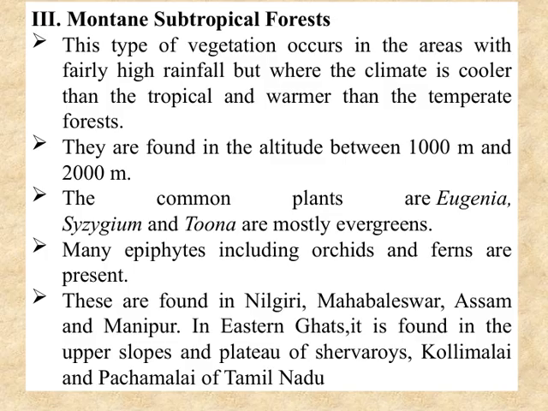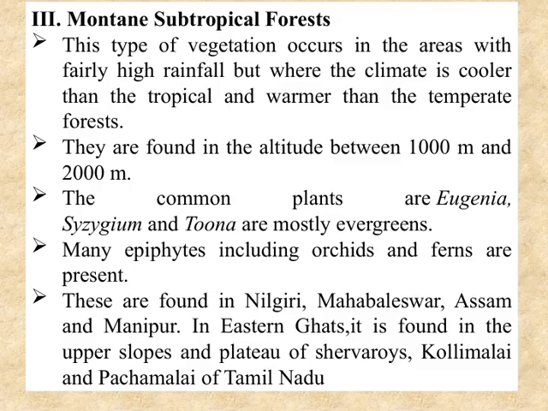In these forests, you'll find mostly evergreen plants like Eugenia, Syzygium, and Tuna. These trees are well adapted to the cooler, moist environment. You'll also notice a rich presence of epiphytes, including orchids and ferns, which thrive by growing on the host trees without harming them. This diversity adds to the lush, vibrant feel of these forests.